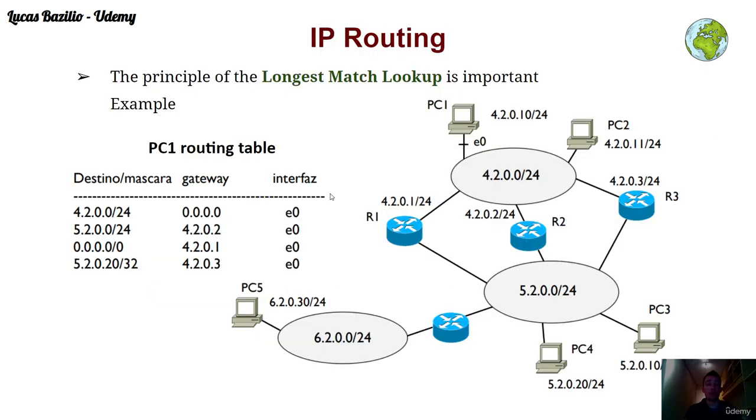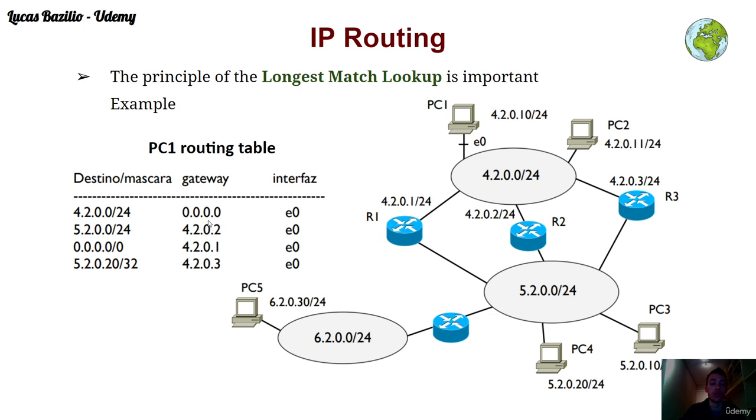Now, this principle of longest match lookup is important, okay, and let's see an example of this. Here we see another network structure. We have PC1, PC2, PC3, PC4, PC5. We also have 3 networks, and we have the routers, right? Now here we see the PC1 routing table, okay? So for instance, if I want to go to this network 4200, of course I don't need to pass by any other router because we are directly connected to this network.